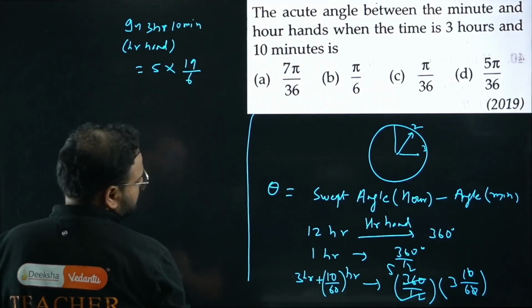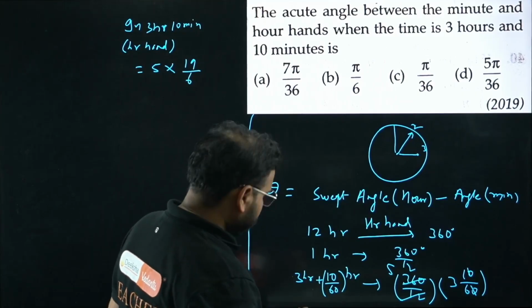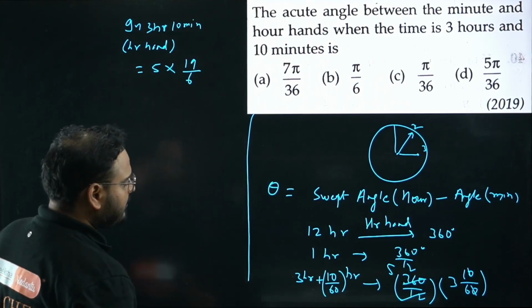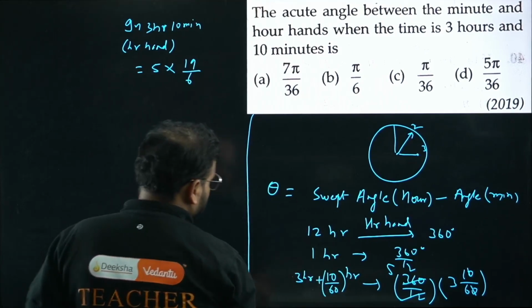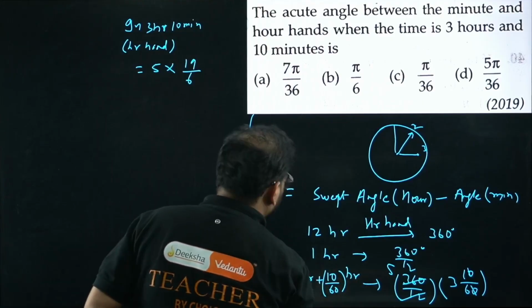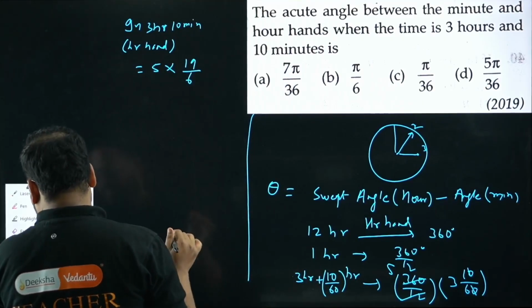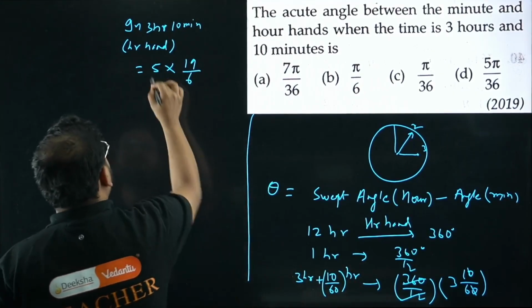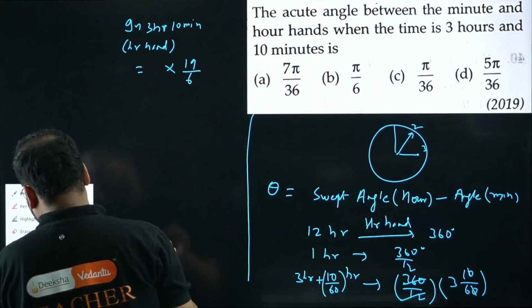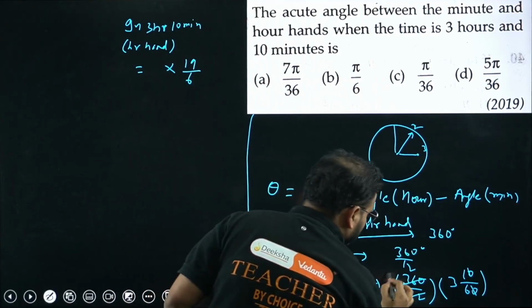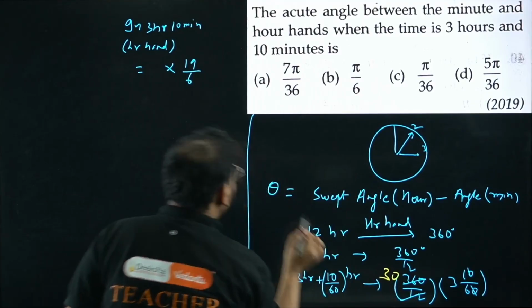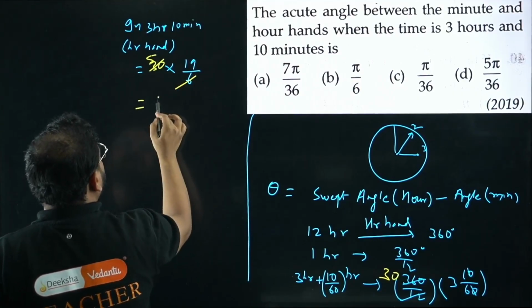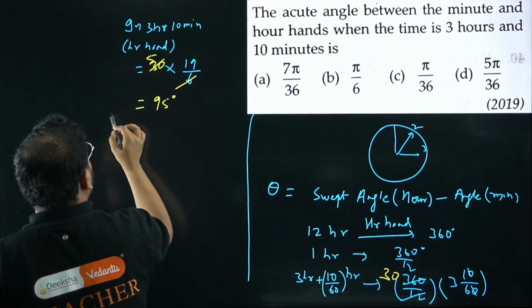Okay, no, that's incorrect. I've done it wrong. It will be 30 over here, not 5. Sorry for this calculation mistake. It will be 30 actually. Cancel this: 6 5s is 30. You get 19 5s is 95 degrees. This will be the angle swept.